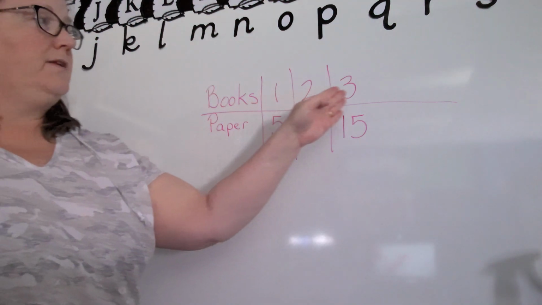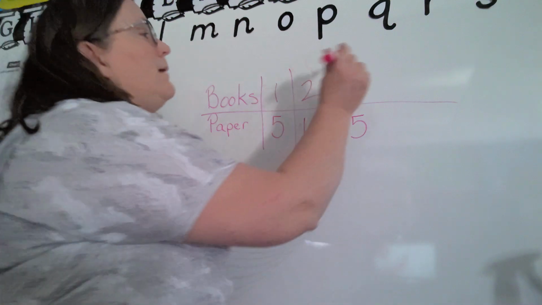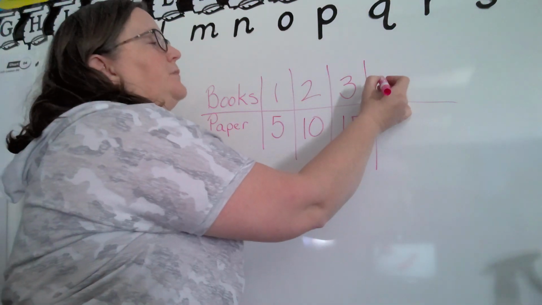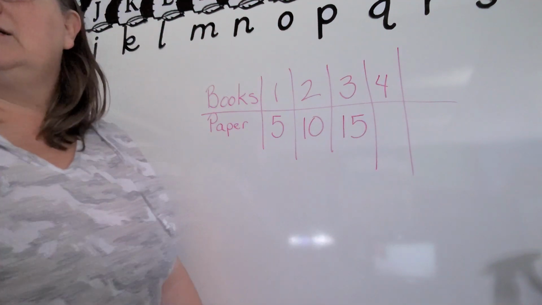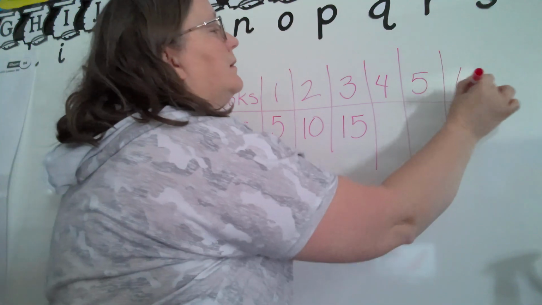In the top row, what's the pattern? It's counting up by 1. Yep, in the top row, it's counting up by 1. So our next number of books would be 4. How high do we need to go? Up to 6, because that's how many books Victoria wants to make.